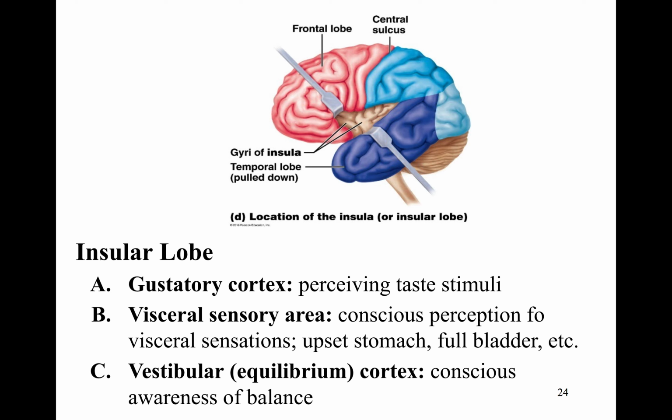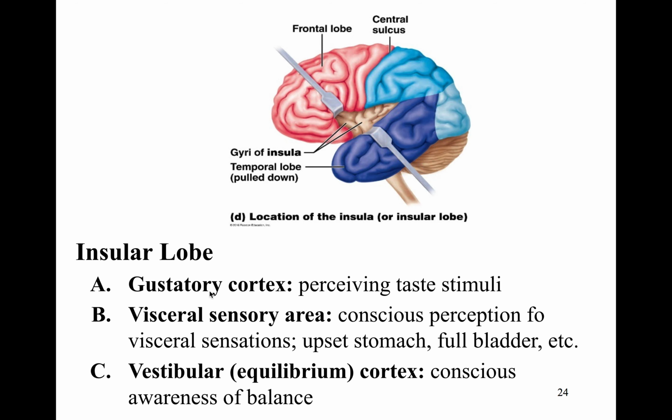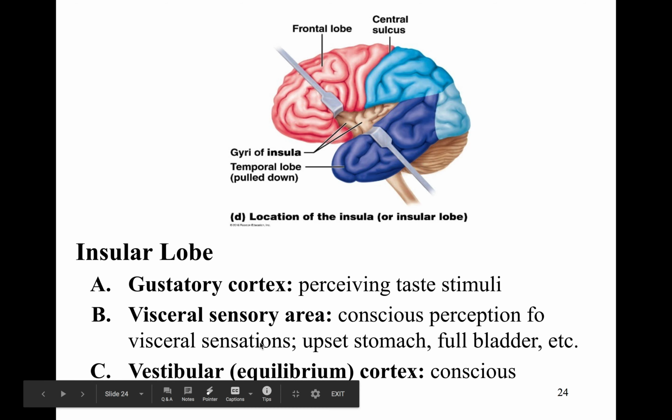So the insular lobe, which remember is located, if you were to pull back that frontal lobe and pull back that temporal lobe, underneath those regions. You can also see it in this diagram here. It's just deep to the temporal as well as that frontal lobe. You can see it in two different locations. That insular lobe is going to have the gustatory cortex, which functions for perceiving taste stimuli, the visceral sensory area, which is conscious perception of visceral sensations, and then the vestibular, the equilibrium cortex, which functions for your conscious awareness of balance.